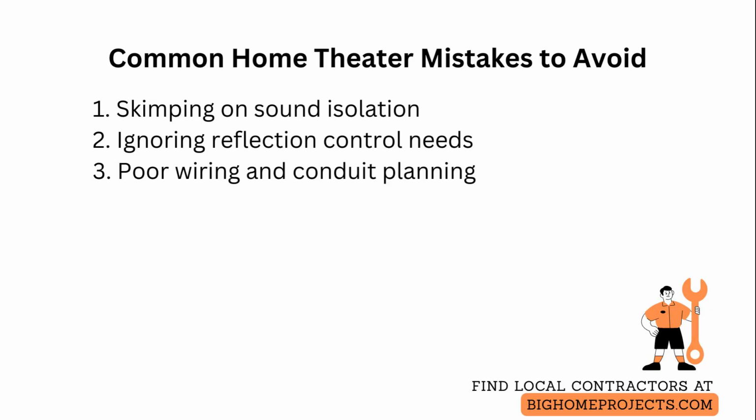Another is underestimating reflection control, which makes dialogue muddy and imaging poor, so map first reflection points and treat them with absorbers and diffusers. A third is poor wiring decisions, such as running speaker cables without conduit or using in-wall HDMI without future-proofing, so always run multi-conductor speaker cable, separate low-voltage conduit, and reserve space for a media closet with accessible wall plates.